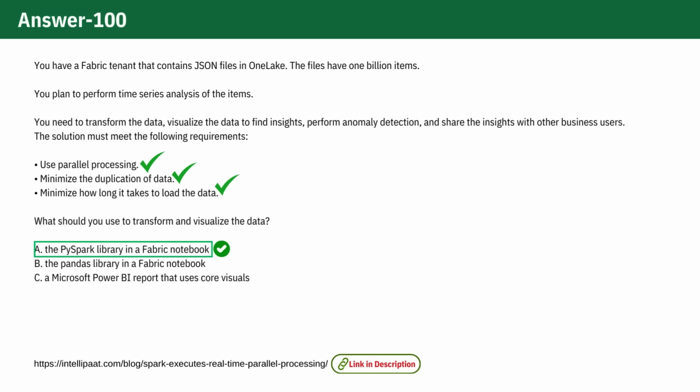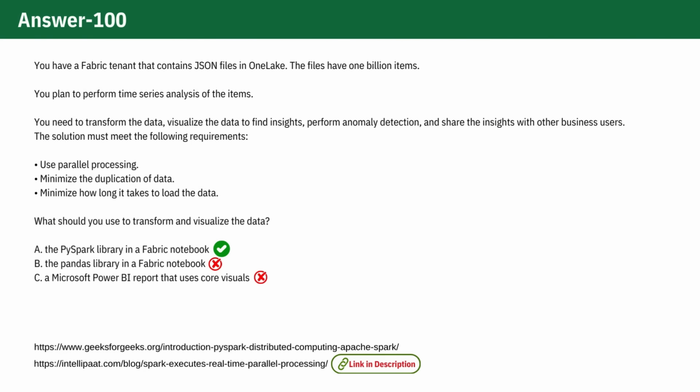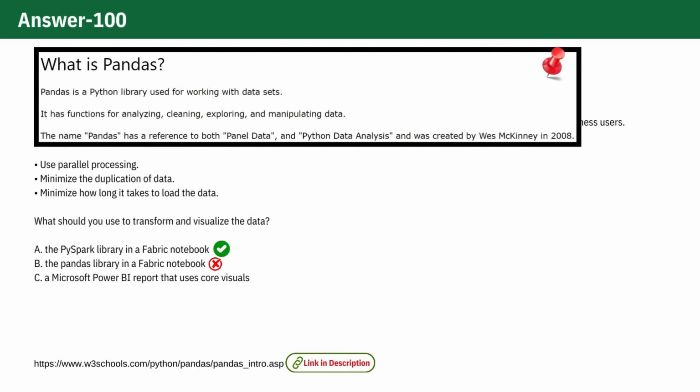Minimizing load time. PySpark is optimized for large-scale data processing and can handle large datasets quickly, reducing the time it takes to load and transform the data for analysis. Why the other options are incorrect. B. The Pandas library in a Fabric notebook. This causes scalability issues. While Pandas is a powerful data manipulation library, it is not designed for parallel processing or handling very large datasets like 1 billion items.